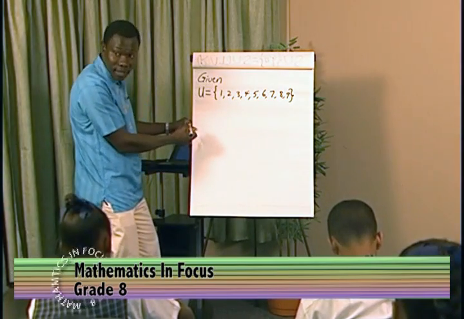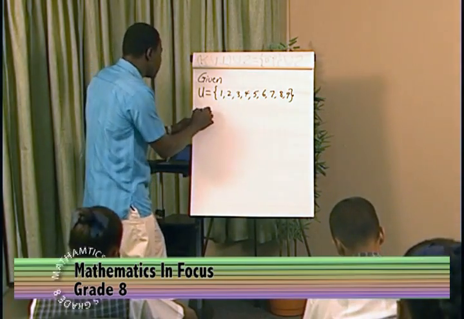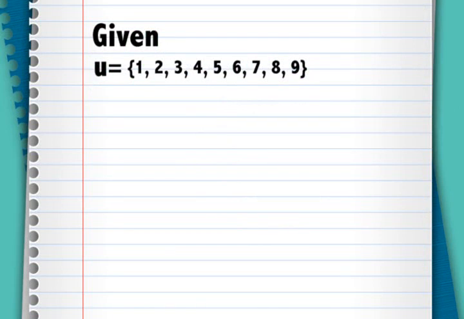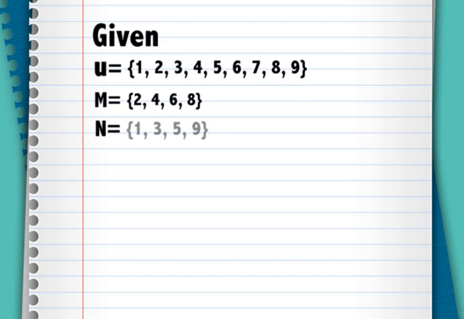And then we have some subsets for this universal set. And these are the subsets. We have the subset M, which is equal to the set 2, 4, 6, 8. These are what type of numbers? Even. Good. We have the subset N, which is equal to 1, 3, 5, and we have 9. And then we have the set P, which is equal to 2, 3, 5, 7.